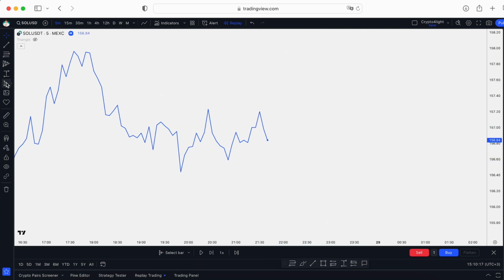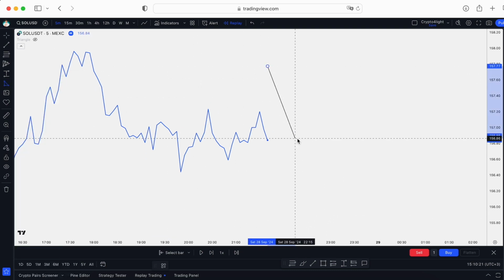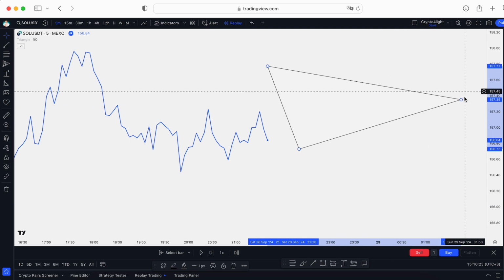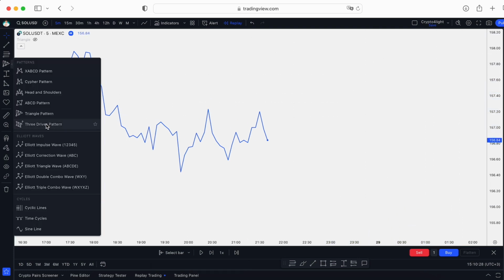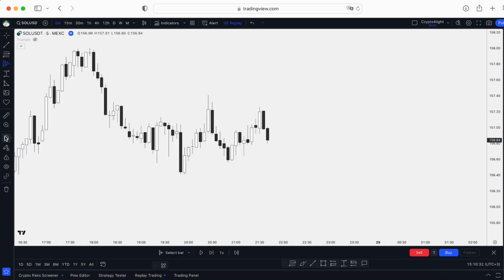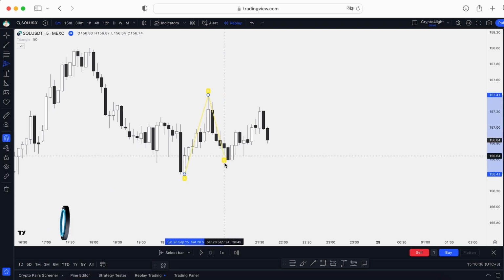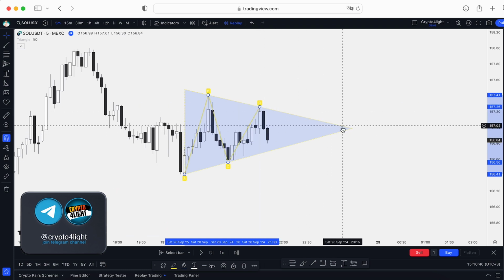Also, you can use the shape tool, this one. But I personally almost never use it, right? And you can also use the patterns. So this triangle pattern. Let's go back to candles, use the magnet. So for example, I want to add starting point A, B, C, D. When we add the last D point, TradingView forms that triangle.